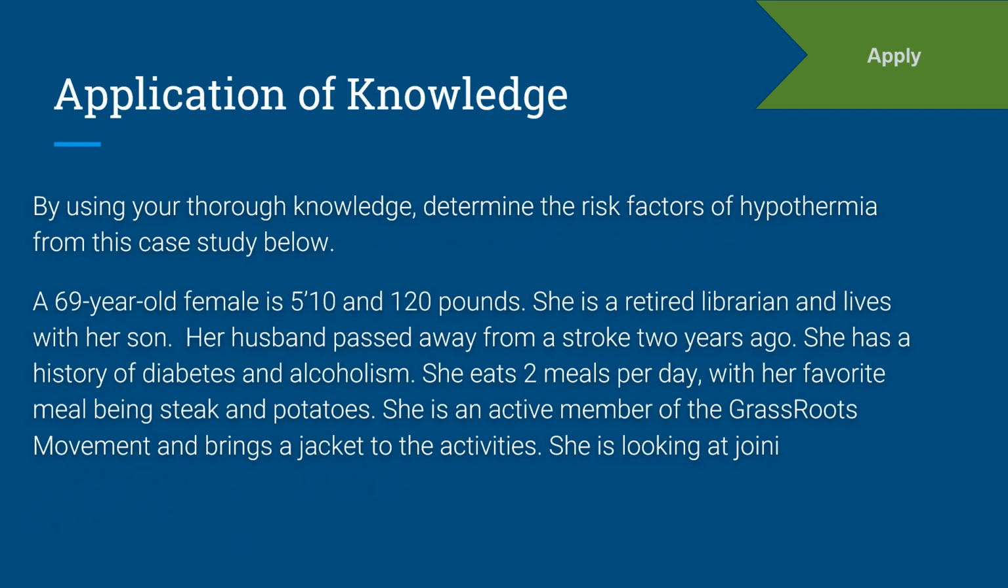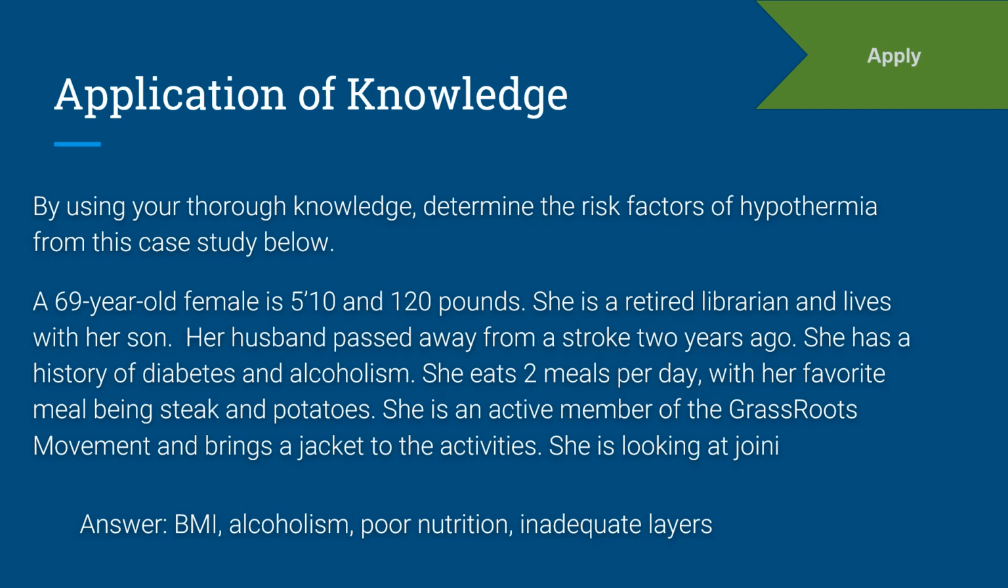Another question is, by using your thorough knowledge, determine the risk factors of hypothermia from this case study below. I'll just take a minute to read this and see what you come up with. A 69-year-old female is 5'10" and weighs 120 pounds. She's a retired librarian and lives with her son. Her husband passed away from a stroke 2 years ago. She has a history of diabetes and alcoholism. She eats 2 meals per day, with her favorite meal being steak and potatoes. She's an active member of the grassroots movement and brings a jacket to activities. And the answers would be BMI, alcoholism, poor nutrition, and inadequate layers.